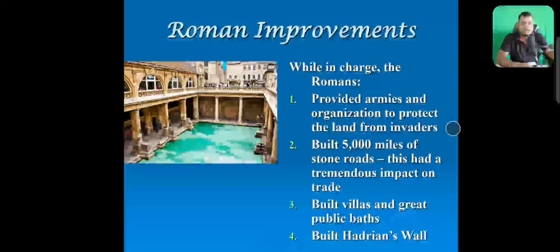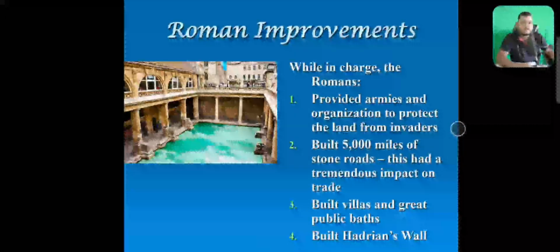They built 5,000 miles of stone roads. This had a tremendous impact on trade. We know that if there is development of roads, there will be development of transportation. So with 5,000 miles of stone roads, there was a tremendous impact on trading, and due to the roads there was good trade.